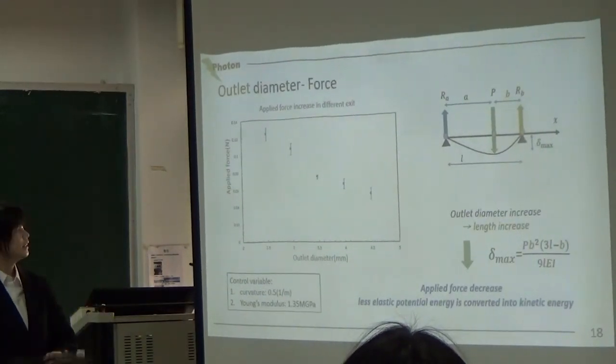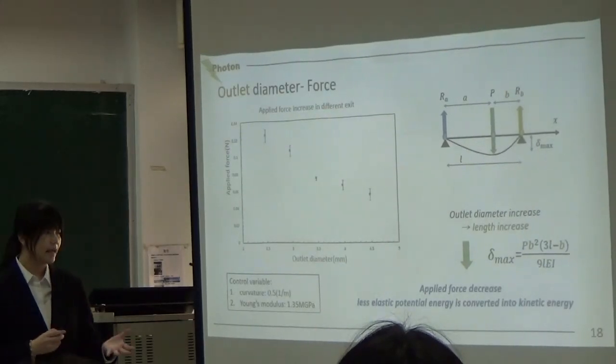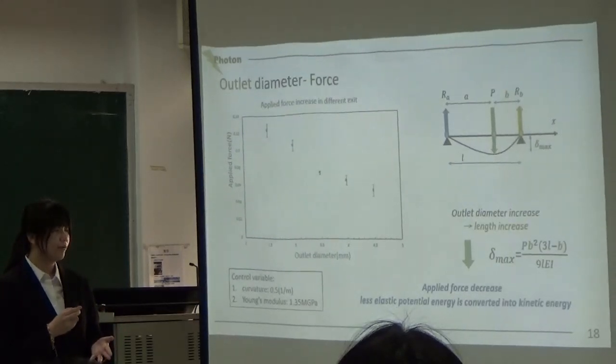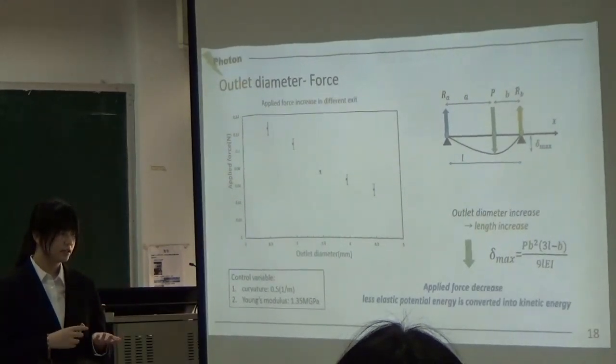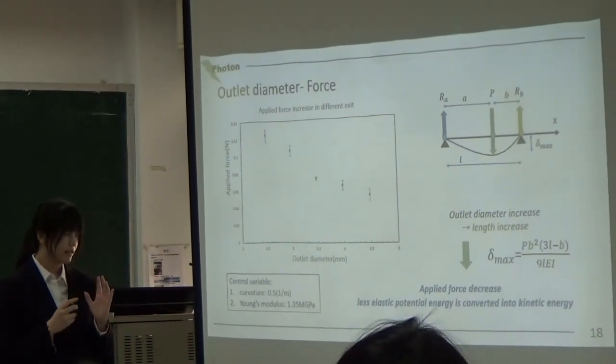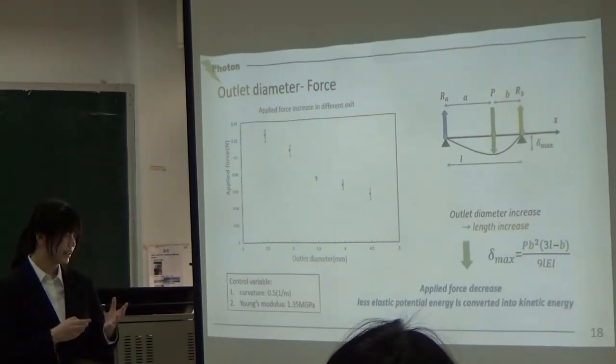So here is the force. We also know that when the outlet diameter increases, the length will increase, and when we calculate the applied force, the applied force will decrease. So less elastic potential energy is converted into kinetic energy.